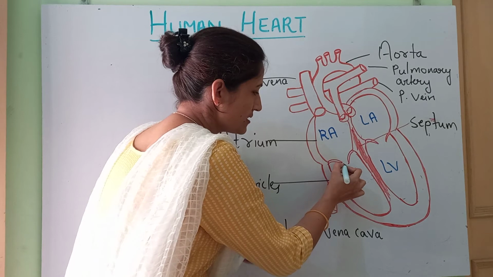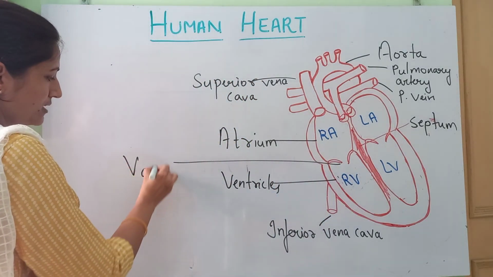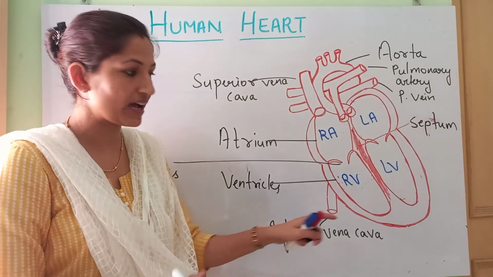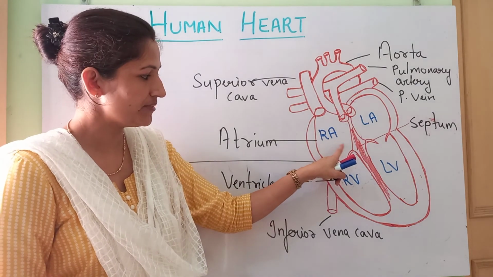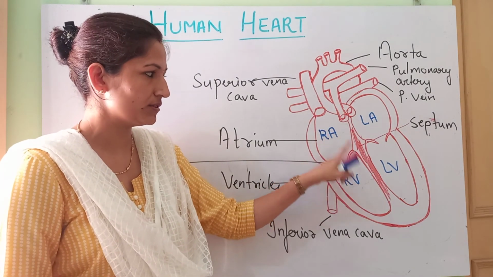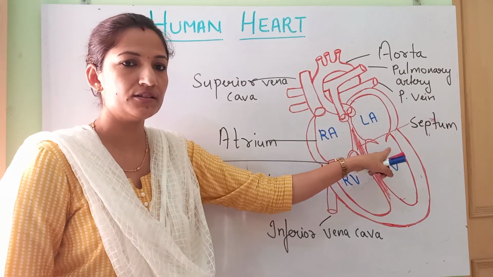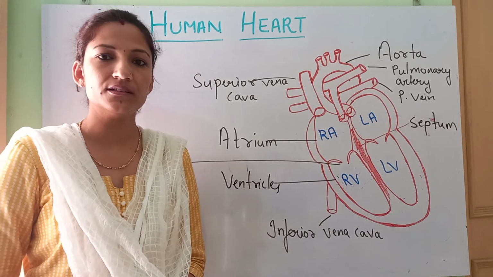And you can see these structures. These are termed valves. These valves prevent backflow from the ventricles to the atria. When the ventricles get filled, the valves close and the blood will not move back to the upper chambers. So in both sides they are present. These are the valves. Clear? So this is all about the human heart.